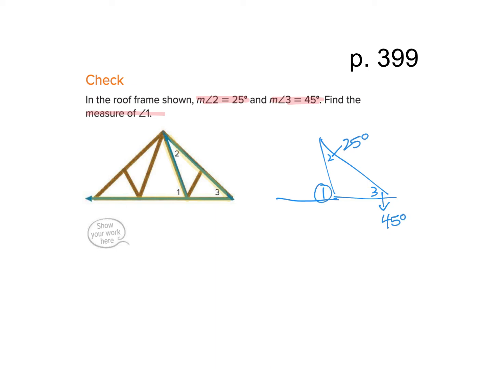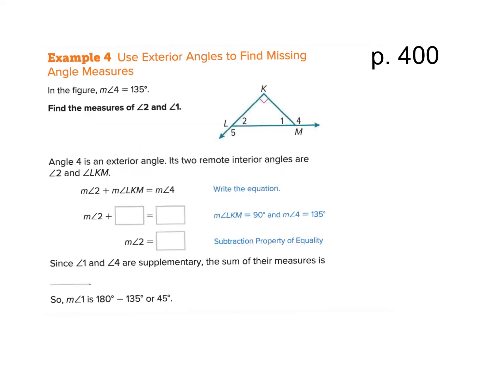Well, the first thing I always kind of think is like, hey, guess what? These are the remote interior. Here's the exterior. So I found a little trick. They're equal. So if I add 25 plus 45, I get 70, so this one's 70. Now, you guys should be able to find this one in here, this green one in here. If I do 180 take away 70 is 110.